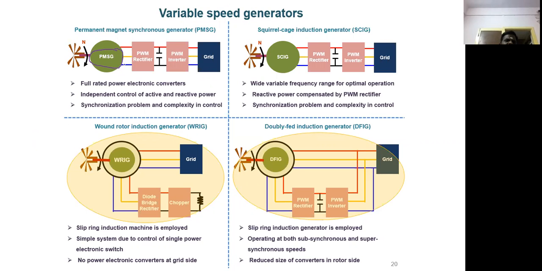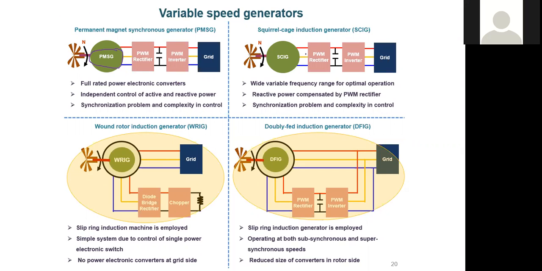Here, no excitation is required for the rotor terminal, and the power output from the permanent magnet synchronous generator is directly fed to the PWM rectifier and the PWM inverter and then fed to the grid. Here we can see that the PWM rectifier and PWM inverter are full rated power electronic converters. Synchronization problem and complexity of the control are there.